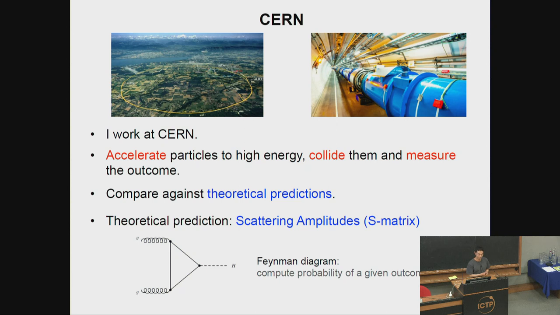So what are theoretical predictions? They are basically made by computation in quantum field theory. In particular, the relevant theoretical objects are what's called scattering amplitudes, or for short, sometimes people call it the S matrix. Every physicist knows how to compute scattering amplitudes. The typical way is drawing Feynman diagrams, which allows you to compute the probability of a particular given outcome. This has been studied since the 50s.